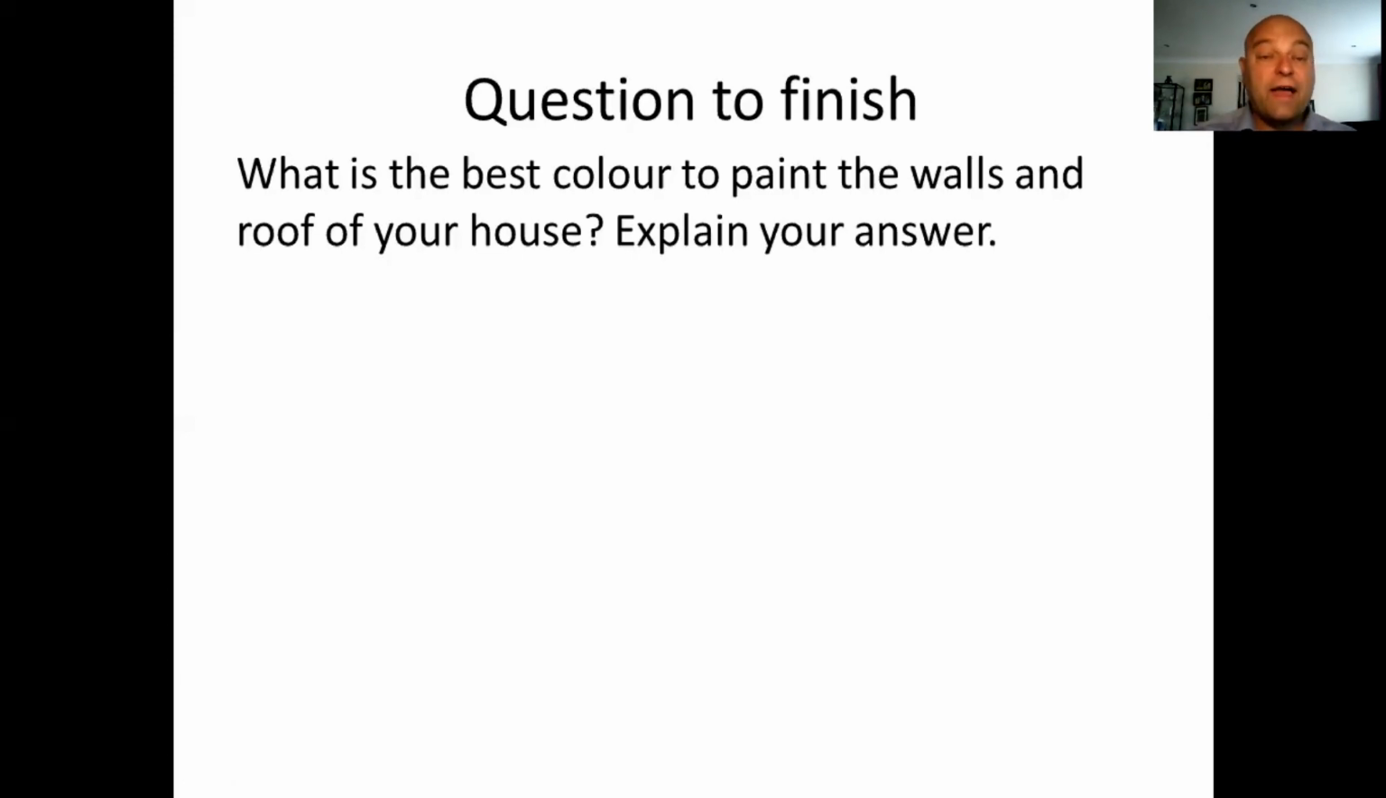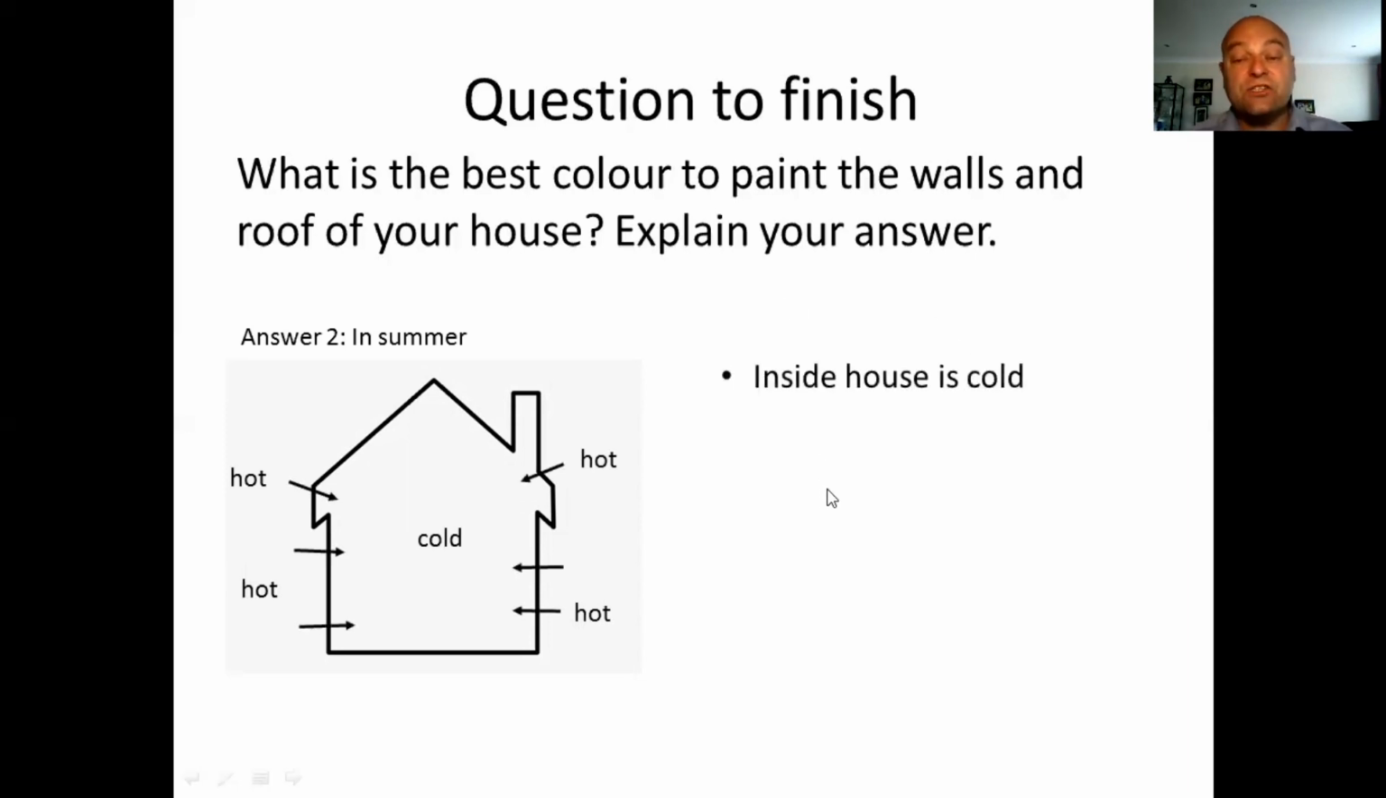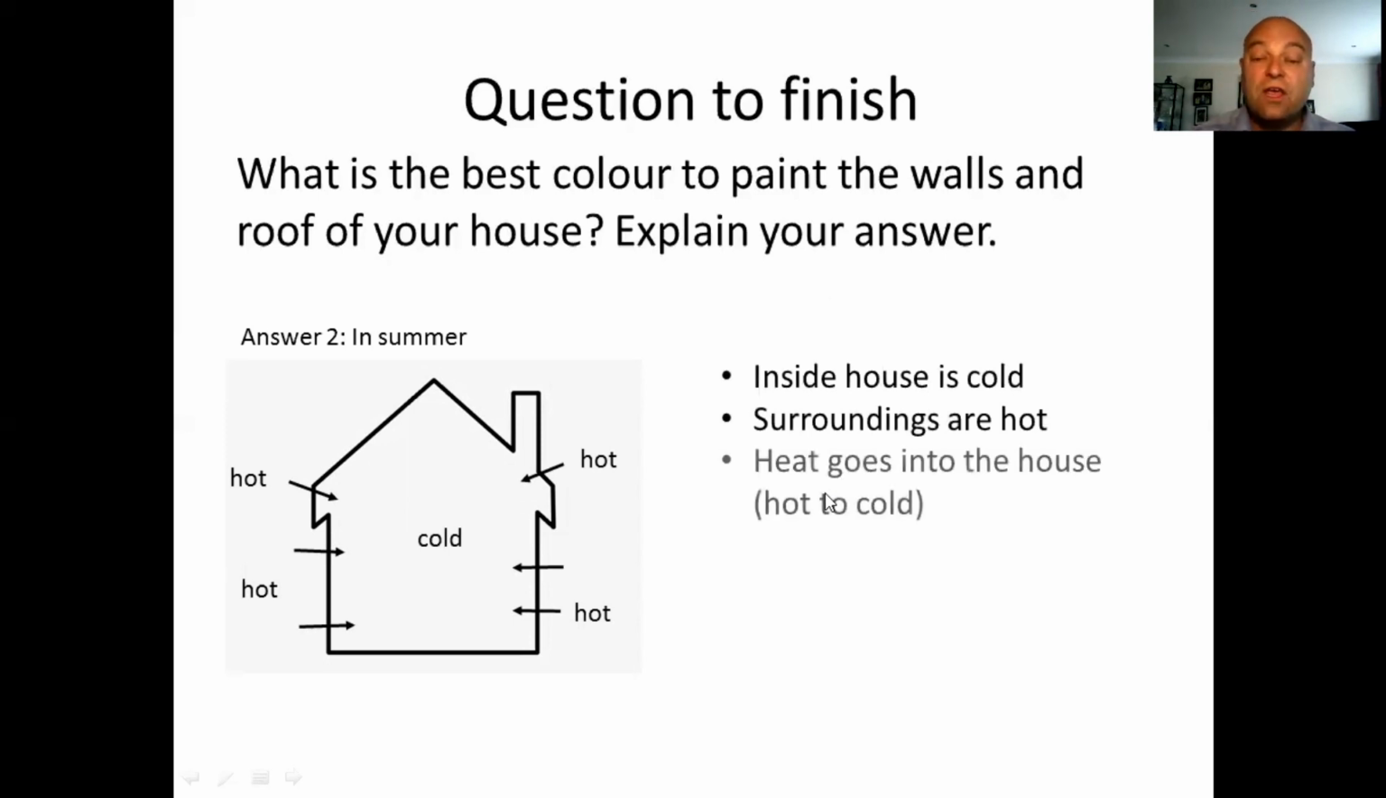You might not have done it like that. You might have done it in the summer. So see what you could have said for the summer. So there's your house. It's cold on the inside. It's hot on the outside. The heat is going in. So we draw our arrows in to show the direction of the heat. You would have said something like inside the house is cold, the surroundings or outside is hot. Heat goes into the house because it goes from hot to cold.